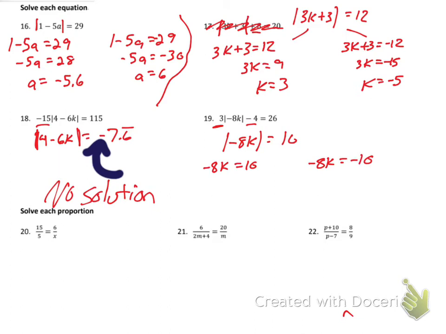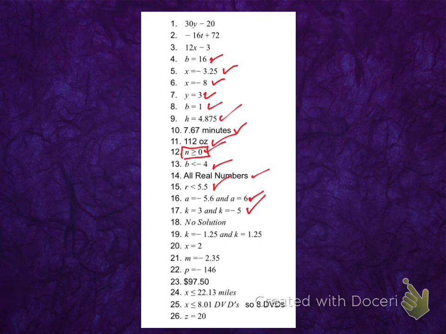Then I'll divide, so k will be equal to negative 10/8. Now you could do it as a decimal or a fraction, but if it's a fraction, make sure it's reduced. So if I do negative 10 divided by 8, I get negative 1.25. And then over here, I'm going to do negative 10 divided by negative 8, so that's going to give me a positive 1.25. So no solution, and then positive and negative 1.25.